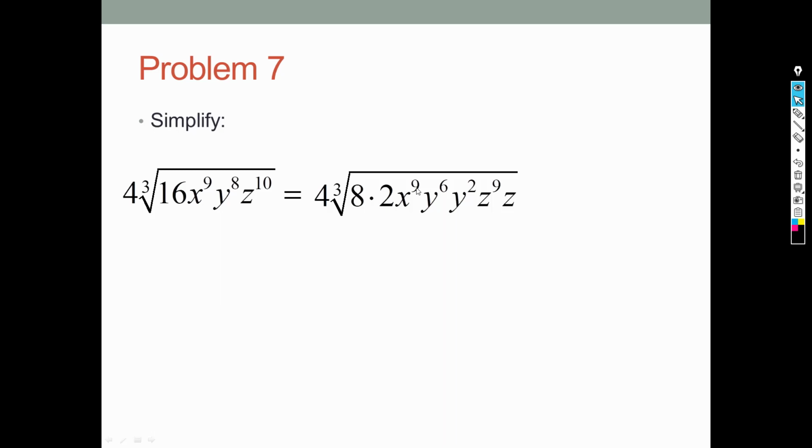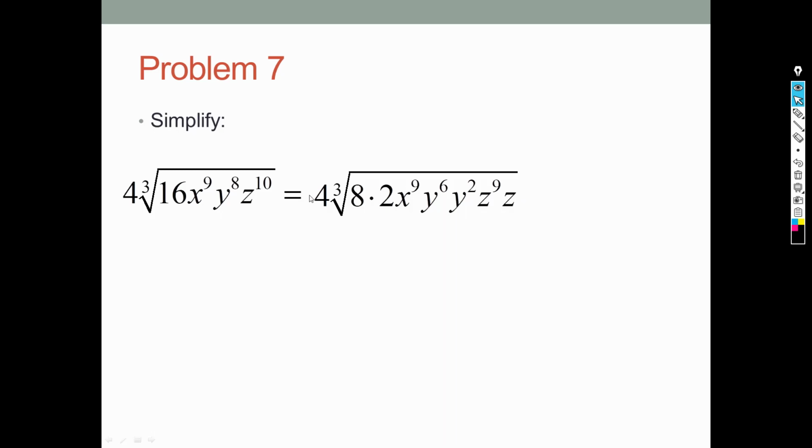x to the 9th is a perfect cube because 3 divides it. Then y to the 8th is not a perfect cube, but it has a perfect cube factor. I wrote y to the 8th as y to the 6th times y squared. Notice the 3 goes into the 6, so that tells me that y to the 6th is a perfect cube. Z to the 10th, 3 doesn't go into 10 evenly, so I know that z to the 10th is not a perfect cube. But it does contain a perfect cube factor of z to the 9th. So I broke down z to the 10th as z to the 9th and z to the 1st.